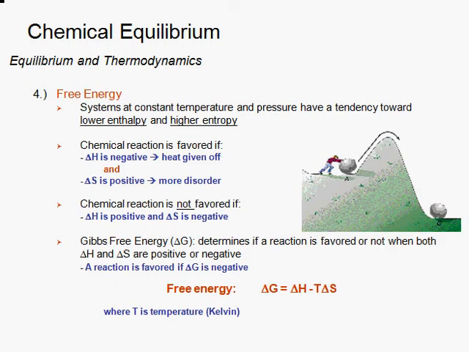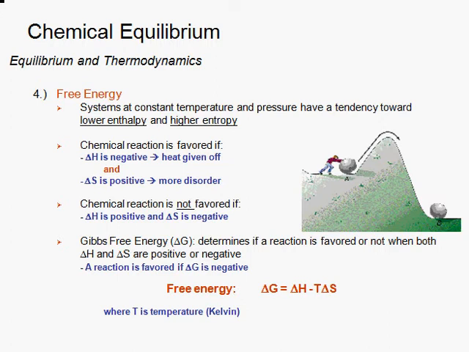Next topic is free energy. Systems at constant temperature and pressure have a tendency towards lower enthalpy and higher entropy. A chemical reaction is favored if delta H is negative, heat is given off, and delta S is positive, more disorder. A chemical reaction is not favored if delta H is positive and delta S is negative.